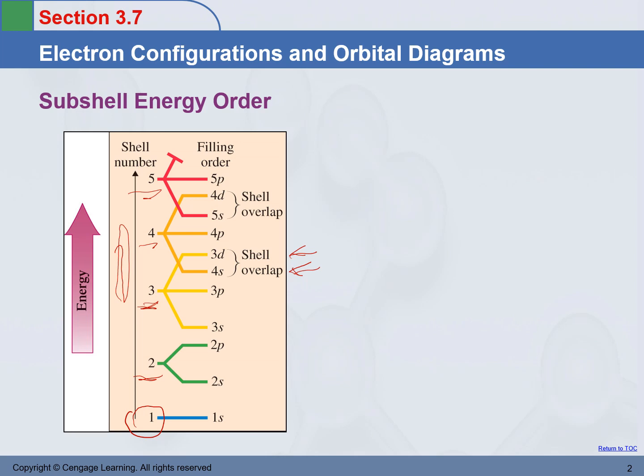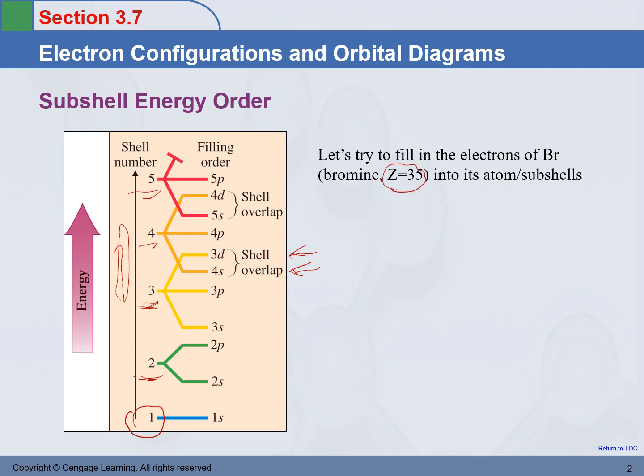Maybe we cannot remember this right away, but let's use this diagram and have it in front of us. Let's try to fill in the electrons in the subshells of an atom. Let's use bromine as an example. Bromine has 35 electrons. Let's try to put the 35 electrons of bromine into its subshells.